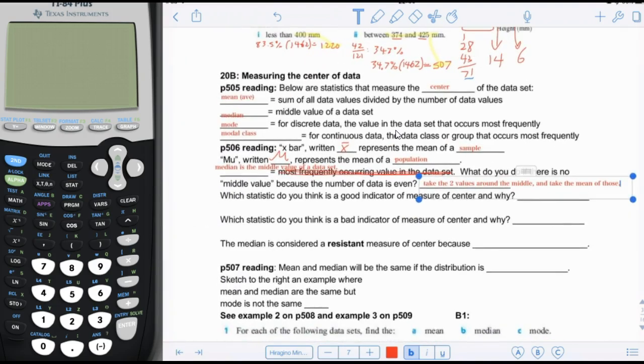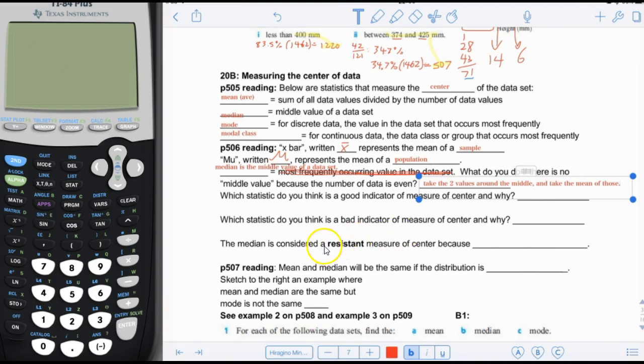Okay. What statistic do you think is a good indicator of measure of center, and why? Which statistic do you think is a bad indicator of measure of center, and why? This is your opinion. So you tell me, between mean, median, mode, what you've used in the past for science fair and other things. Why did you choose that one? What were the reasons why you did not choose another one?